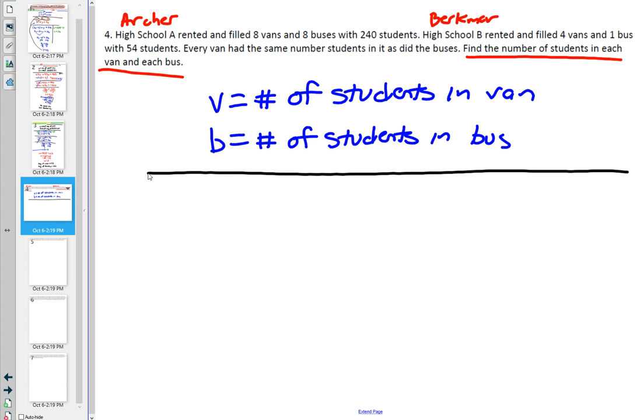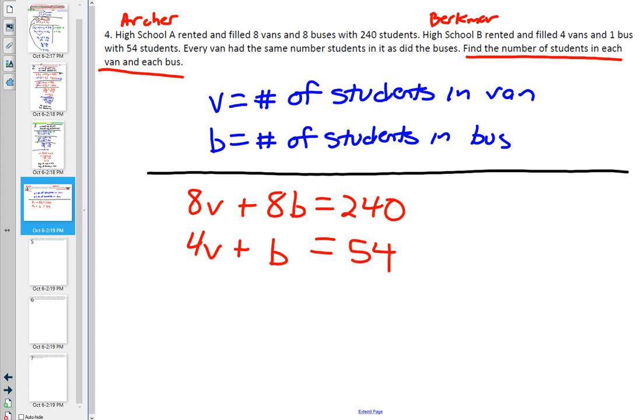So nobody even got close to the solutions? Okay, so go ahead, Elsie, then we'll settle for your equations. Give me the Archer equation. 8b plus 8b, okay, so 8 vans times the number of students that go on a van plus 8b equals 2 buses. And then Markmore's equation is 4b plus 1b, which is just b for a bus, equals 54 students.